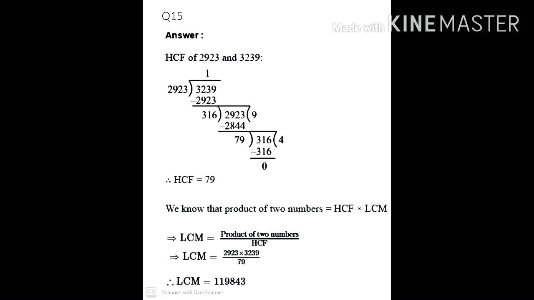Again dividing by 9, we get the remainder 79 after subtracting 2844. So 79 is our new divisor and 316 becomes our dividend. 79 into 4 is 316, the remainder becomes 0. So here the divisor 79 is our HCF. Now we are using the formula. Product of two numbers is equal to HCF into LCM. So LCM is product of two numbers by HCF and we get the LCM.